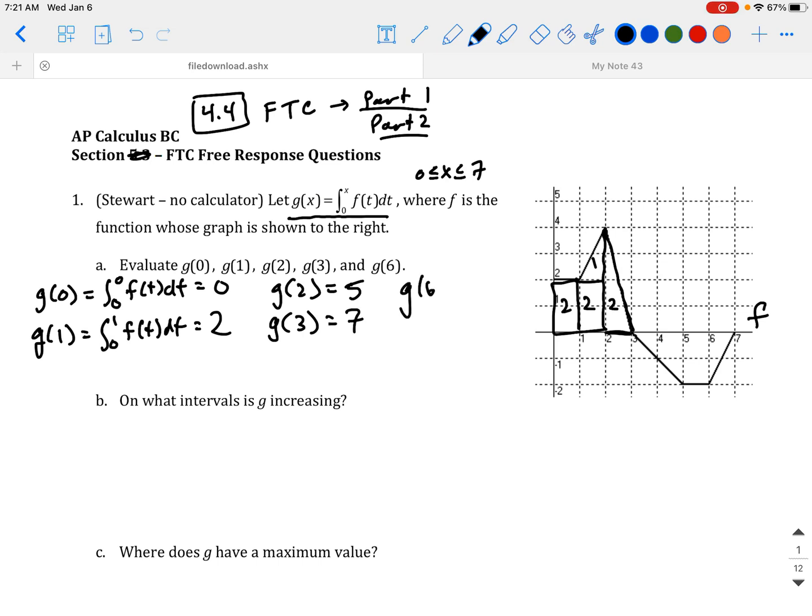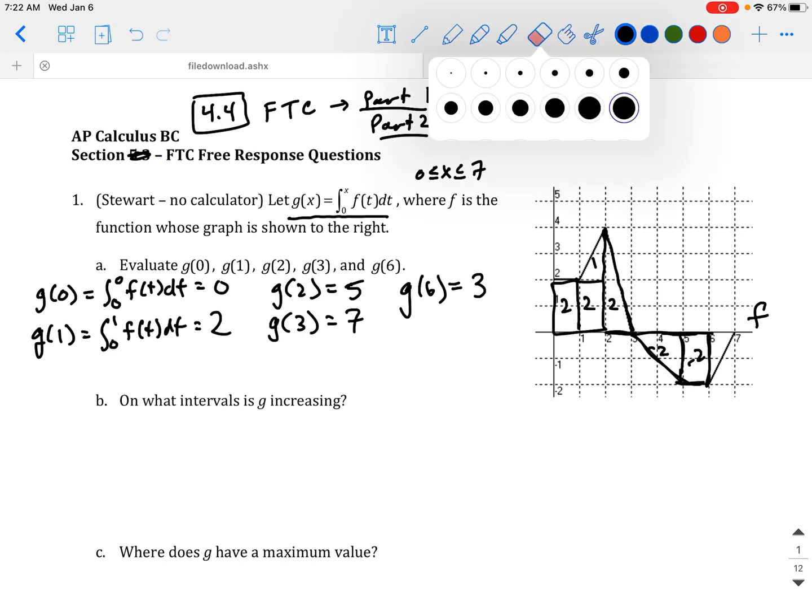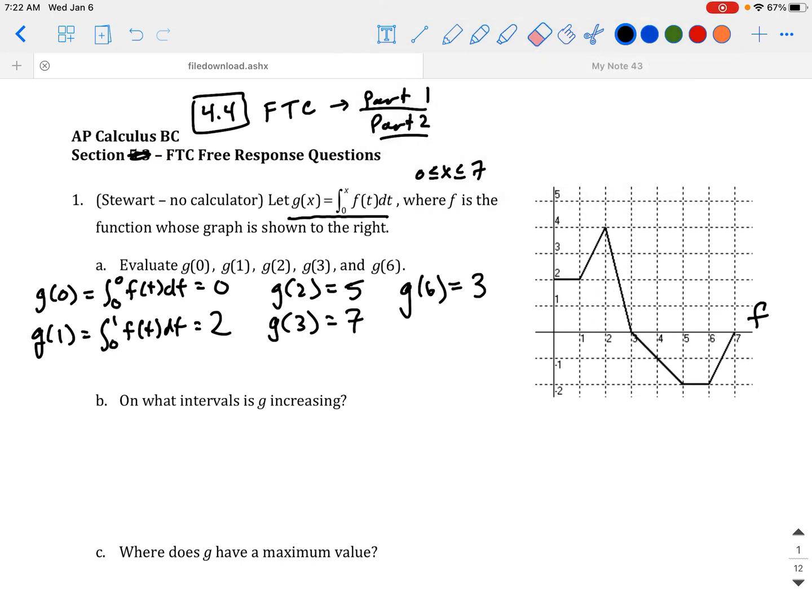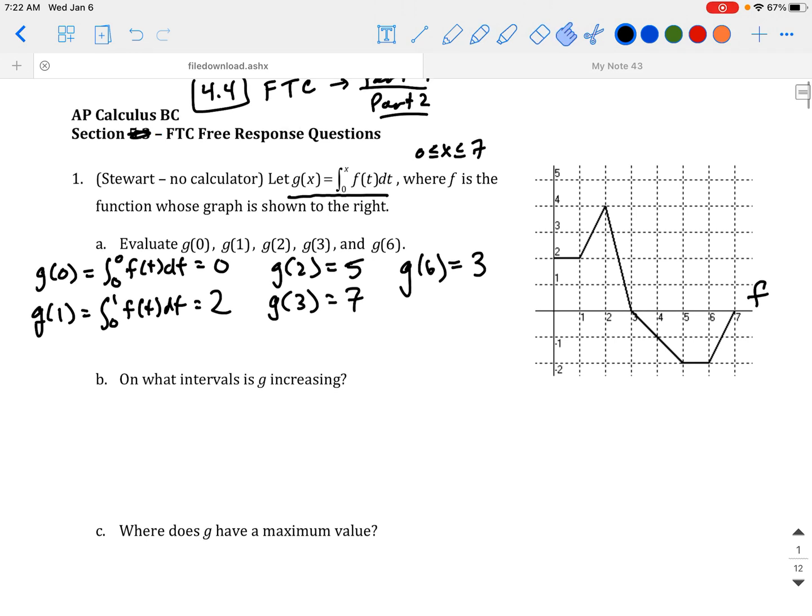So we'll have 7. And then g of 6, if we go over to 6, we're going to get this trapezoid, which we can split into a triangle and a rectangle. So we'll get -2 here, and then that's a 2 by 2, so that's going to be -2 as well. So the area underneath here is -4, so that means we go back to 3 on our graph of g. So keep in mind, below the x-axis is negative, above the x-axis is positive. So we've got those values, and those are going to be useful to us a little bit later on.